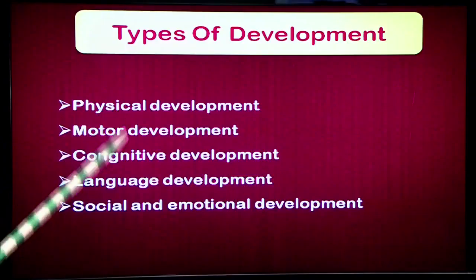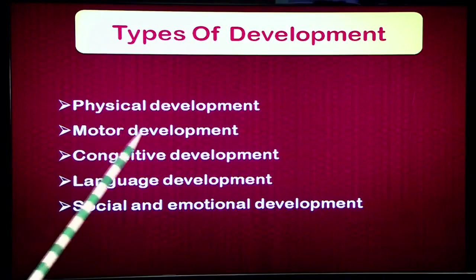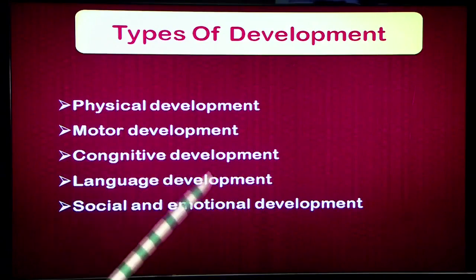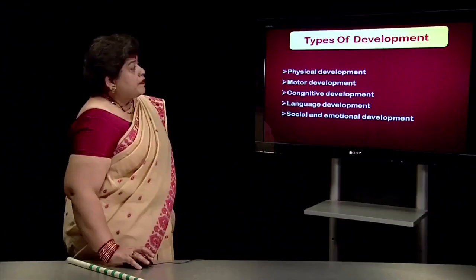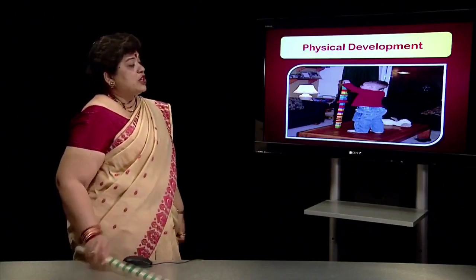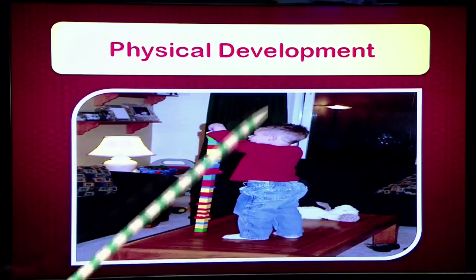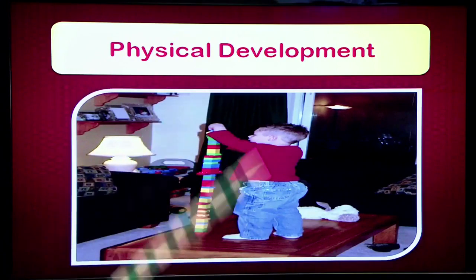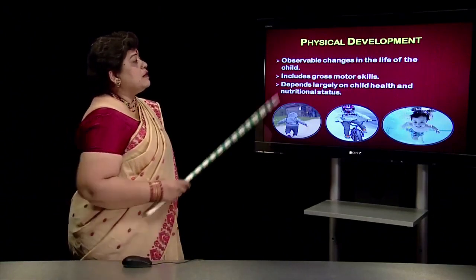When we were talking of development, there are various types of developments, that is physical development, motor development, cognitive development, language development, social and emotional development. This is a picture of the physical development that has taken place in the child. You can see the child is standing on the table. That means the child must have adequate maturity of his muscles so that he is able to climb onto the table, then stand on the table and then balance out the blocks.